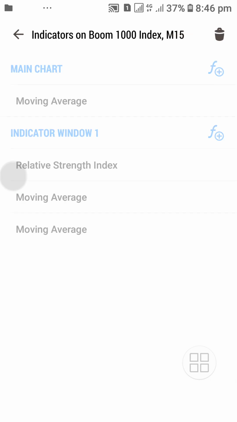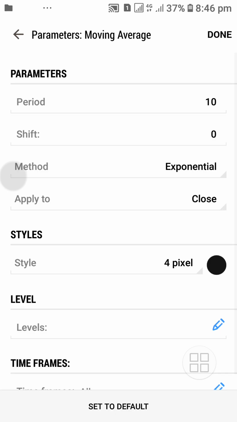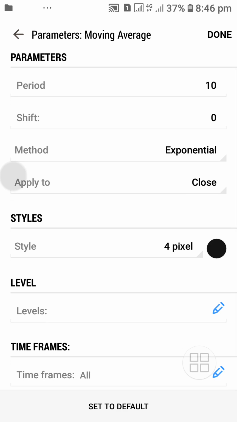All right, let me quickly show you the settings. It's a very simple strategy. So the first setting we are using here is the moving average cross to the main chart. So these are the parameters. The period is 10, shift is 0, method is exponential, apply to close, and the style we are using here is pixel 4 with color black. You can use any color of your choice, no level, and the time frame is all time.